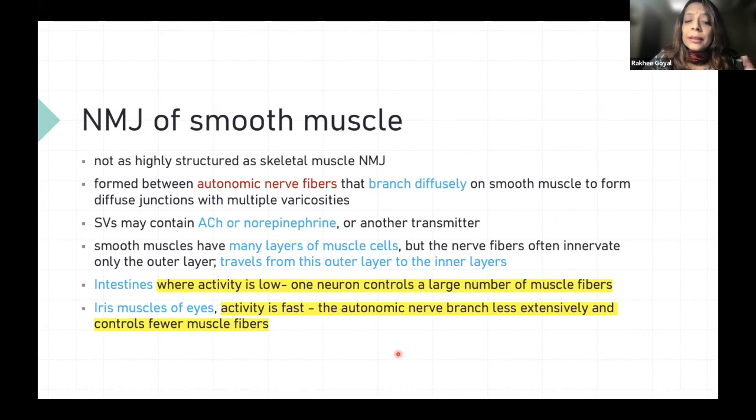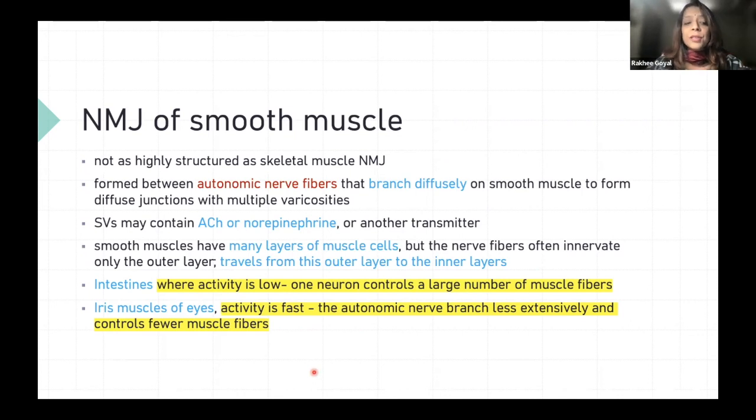Now, the clinical application comes here. In smooth muscles of the intestines, where the muscle activity is low, there's just one neuron which controls a large number of muscle fibers. Vis-a-vis eye muscles, the iris muscles, where the activity is fast, the autonomic nerve branches less extensively and controls very few muscle fibers, because each muscle fiber has to act very fast.